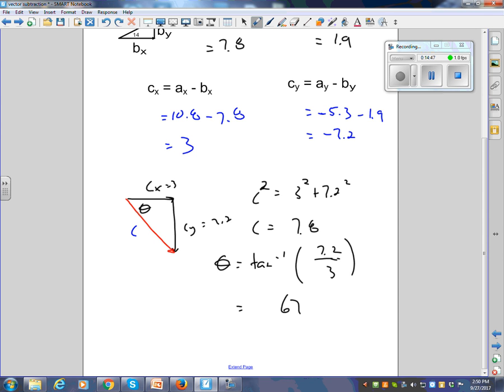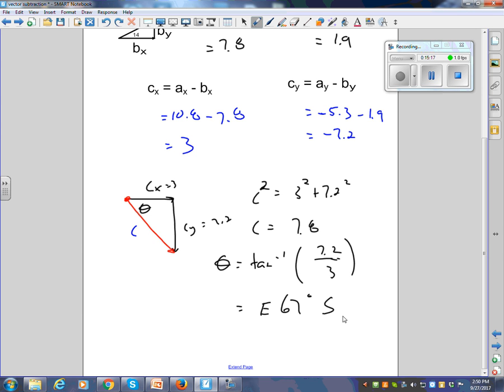67 degrees, and that's going to be east 67 south. From there, that's where we started, so that's where our angle's going to be. We go east first and then south.